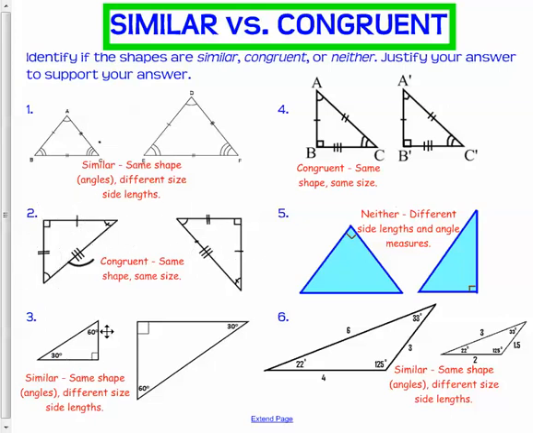Number 3 is similar. They have the same exact angles in the same spots, but they have different side lengths. Number 4 is congruent because all their angles are the same and their side lengths are also the same. Number 5 is neither. They don't even look alike at all. Number 6, if we look at these, they are similar, same shape, angles-wise, but different side lengths.